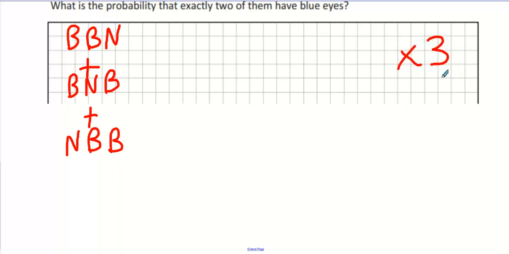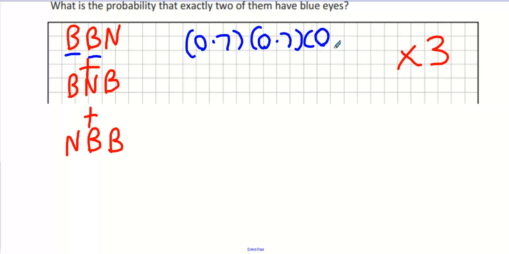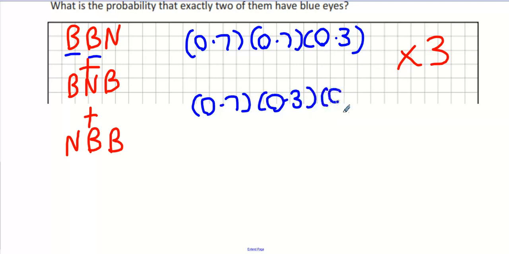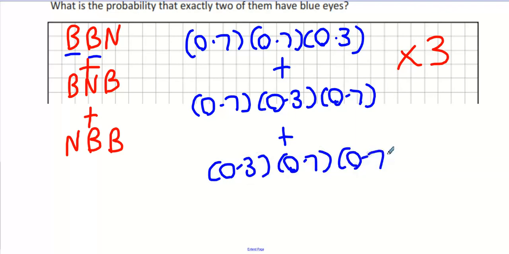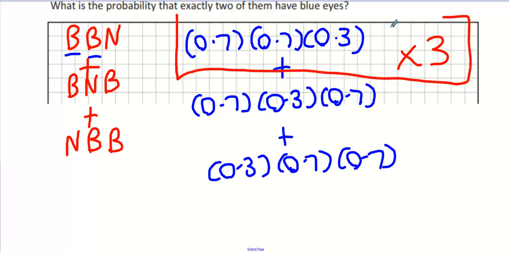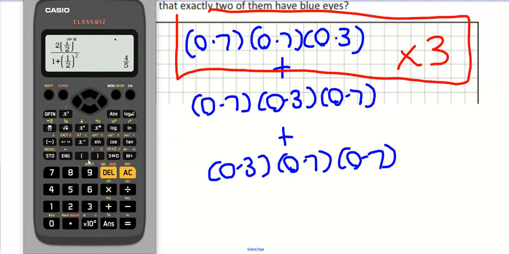So whatever your probability is, you can multiply it by 3, or you can add all 3 together. Your choice. Okay, what's the probability of blue eyes again? 0.7, and 0.3 for no blue eyes. Does everybody see the other ones are going to be the same, except the order is different? So I could do all three of them and add them together, or I can do the first one and just multiply it by 3. I'll do the first one and multiply it by 3. So that's 0.7 by 0.7. I'm going to get this one right. This would be considered a decent level question.